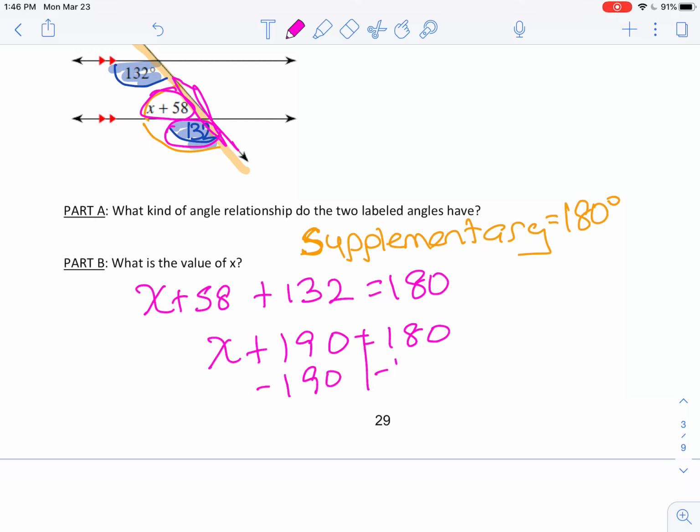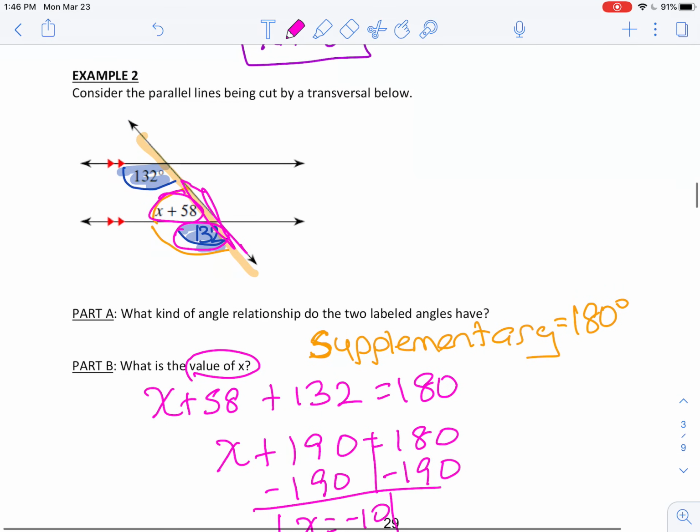Looks strange at first because you're like, wait a minute here, it's going to be a negative. Well, an angle can't have a negative measurement, but the x certainly can be a negative number. So the x is equal to a negative 10, and that's all they're asking for is the value of x.